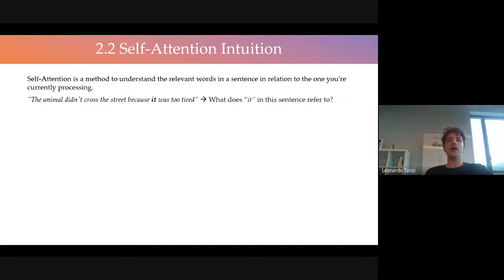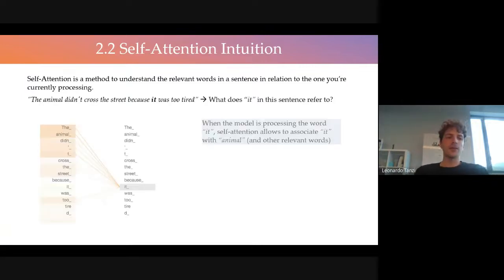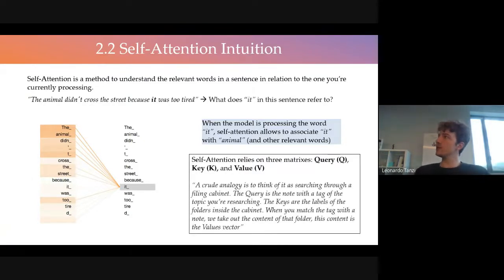To have an intuition, self-attention is a method to understand the relevant words in a sentence in relation to the one you're currently processing. So you're processing the sentence: the animal didn't cross the street because it was too tired. How do we know what the word it refers to in the sentence? For us humans, it's quite easy. It's not easy to make a machine understand this relation between different words in a sentence. So when the model is processing the word it, self-attention allows it to associate it with the word animal and also the other relevant words. And self-attention is based on three matrices.